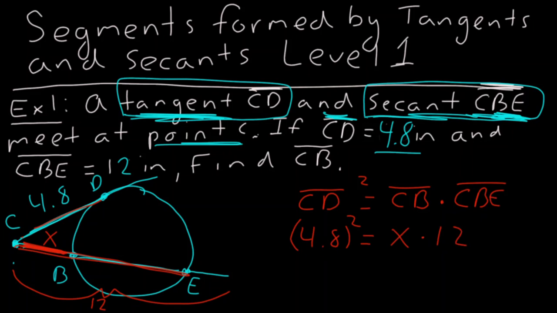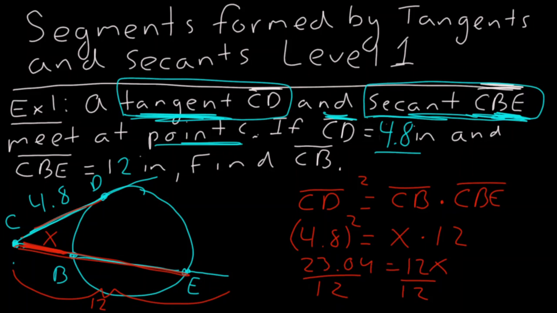Now here's where I would suggest going to your calculator, and we'll go ahead and do, okay, what is 4.8 squared, or aka 4.8 times 4.8? And that'll give us 23.04 equals, we know x times 12 is really just another way of saying 12x. And now, in order to get rid of the number in front of x, we know that we always have to divide, and we'll divide both sides by 12.